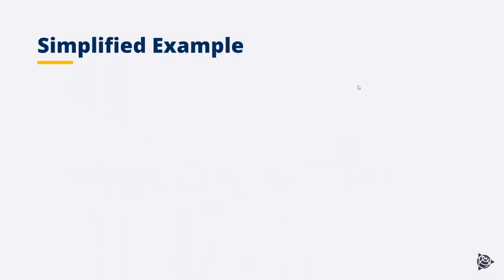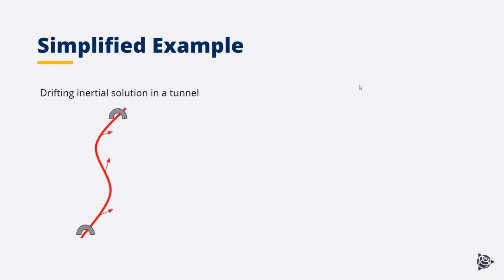Simplified example here. So let's start with a bad trajectory. We are in a tunnel, there's an entrance and an exit of the tunnel. We have here a trajectory solution in red. We also have these arrows, which mean the heading value, for example, which is drifting. So in this case, this is a bad solution because we are only relying on the inertial solution.